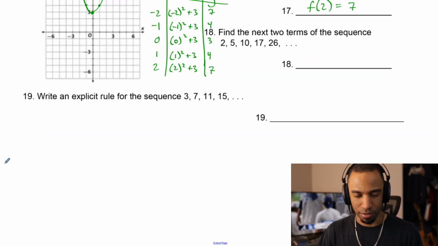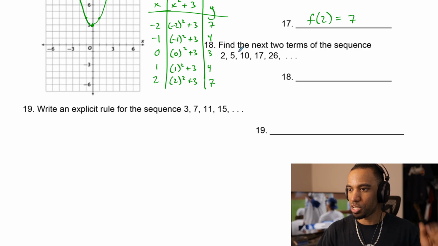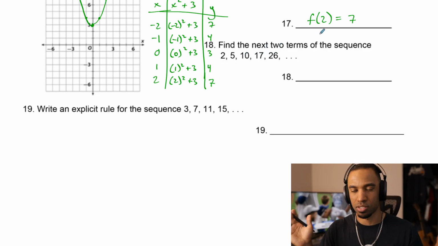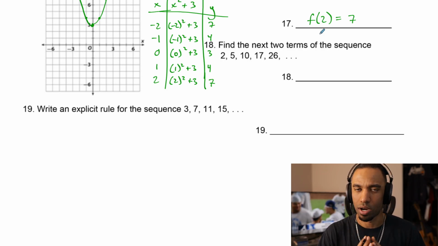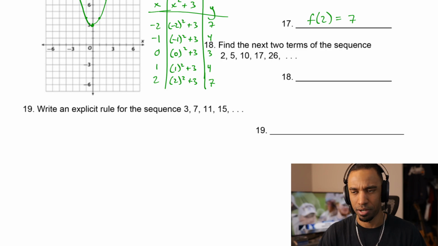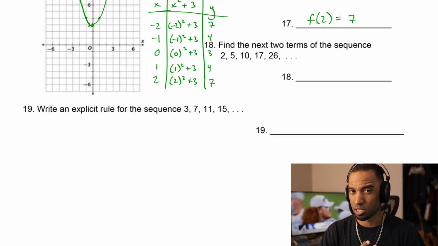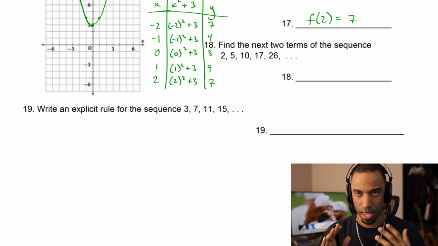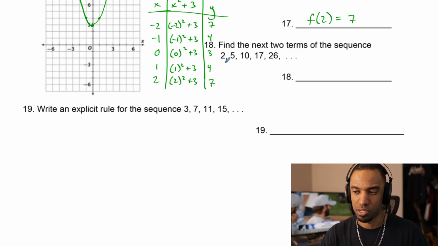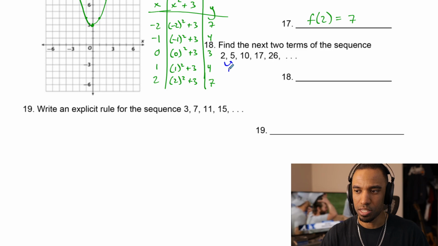Number 18, find the next two terms of the sequence 2, 5, 10, 17, 26. This is where you do want to probably apply some sort of recursion. Figure out if you can sense some sort of pattern. Either maybe is it multiplying by something over and over, or is it adding something over and over? This is not arithmetic because it's not a common difference, but let's look at these differences and see if you can note anything from it.